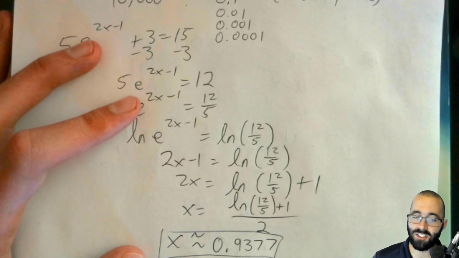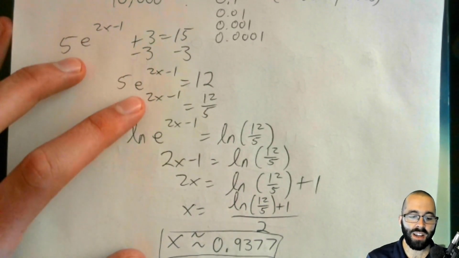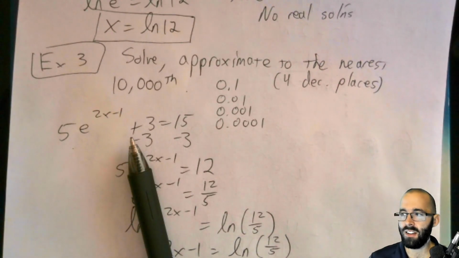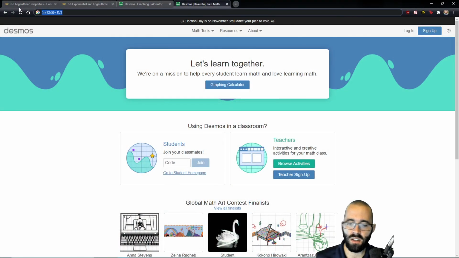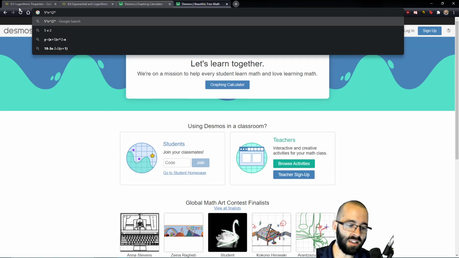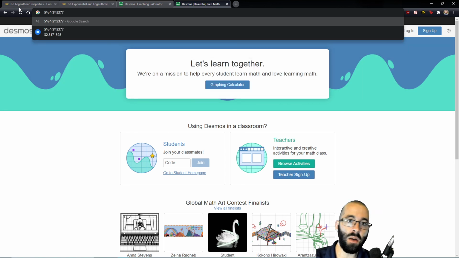And we can check our answer here too. Let's plug in 0.9377 and see if it checks out. So it should equal 15 when we plug it in. Let's see what we've got. We've got 5 times e raised to the 2 times x, which again is 0.9377, about, minus 1, plus 3. This should equal 15.